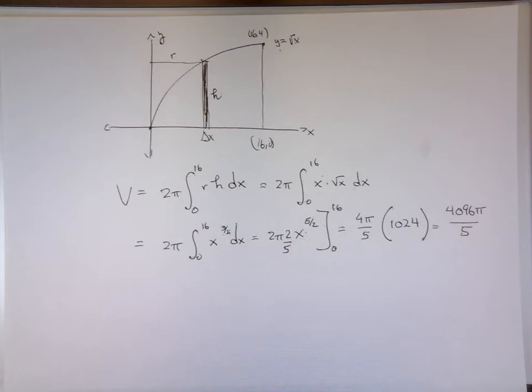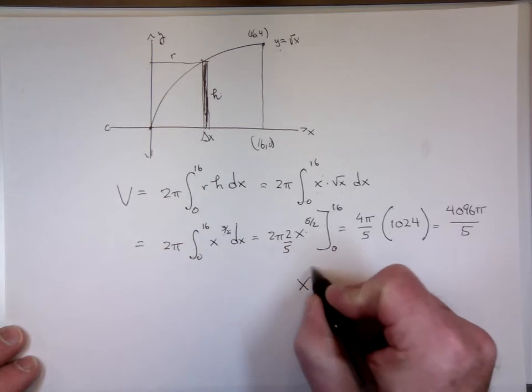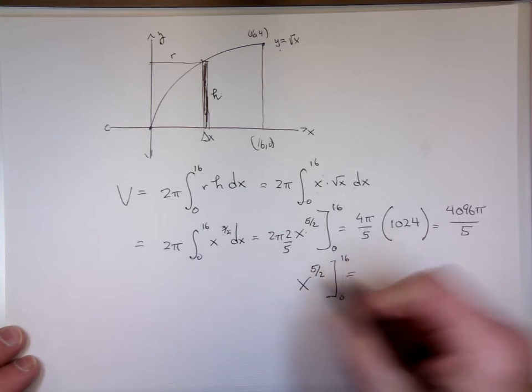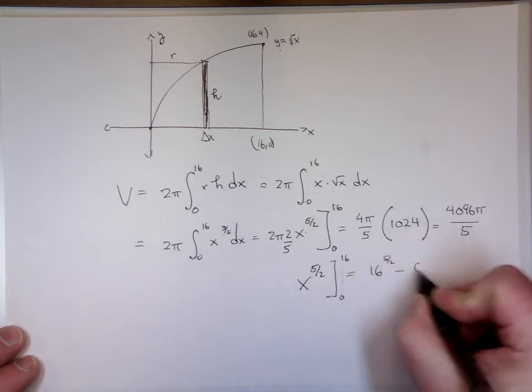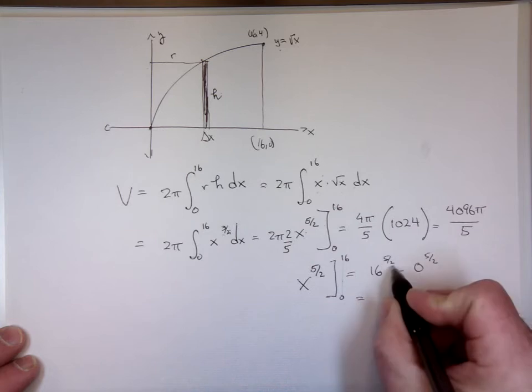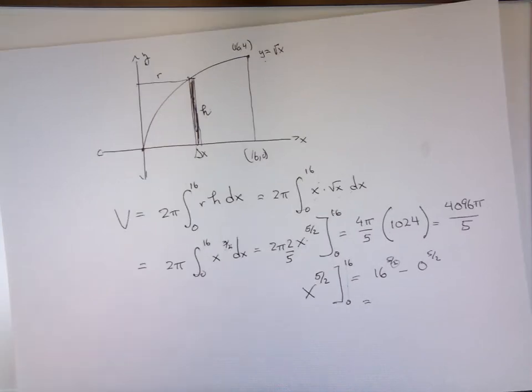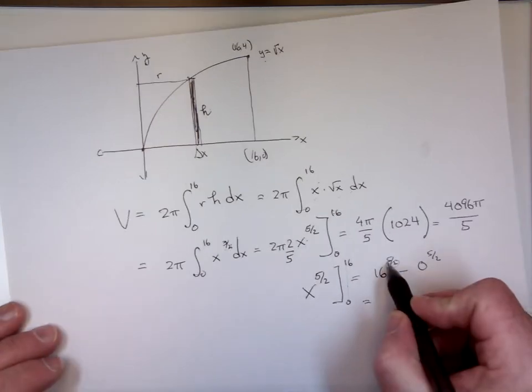I have a question. Yes. Just algebra. For the 5 halves, how would you do it? I know you just did it, but can you repeat that? When you evaluate this for 16, you're going to put 16 to the 5 halves minus 0 to the 5 halves. You take the denominator first. That's the root, the square root of 16, 4. And then you take the exponent, which is a power. It's 4, the square root of 16, to the 5th power. So it's 4 times 4 times 4 times 4 times 4. And that's what you get.